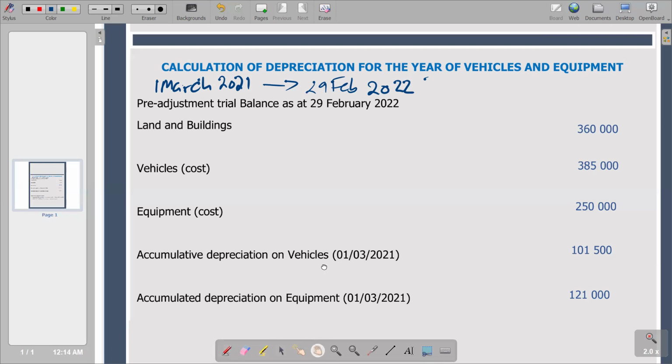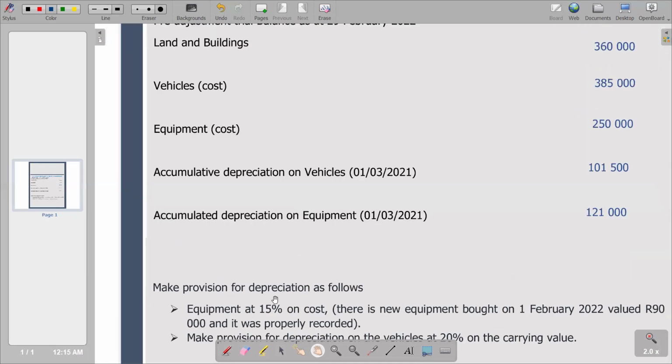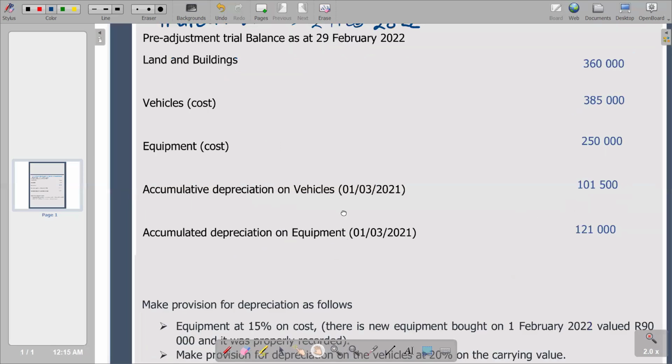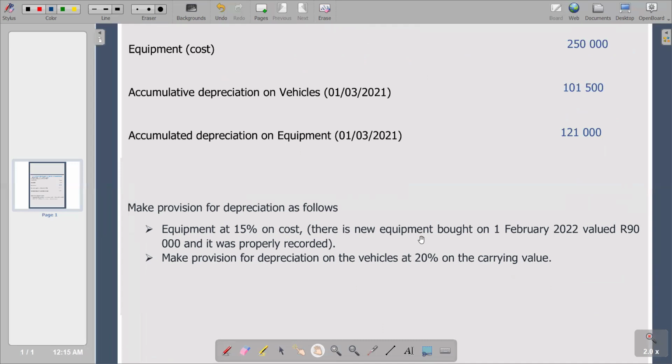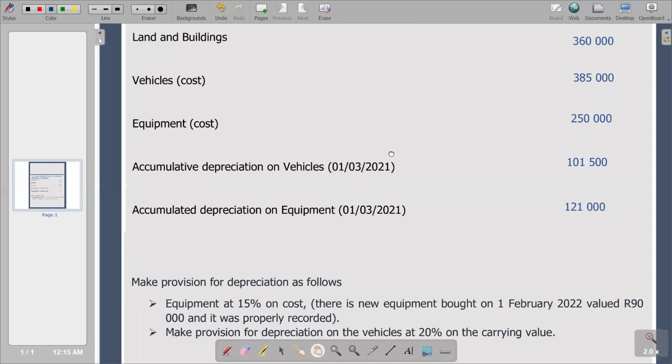Then we go to the additional information that is given now. Make provision for depreciation as follows. First point: equipment at 15% of cost. In brackets, there is new equipment bought on 1 February 2022, valued at 90,000 rands, and it was properly recorded. What does properly recorded mean? It means the balance of equipment that we have here of 250,000 was the balance after adjustment for the 90,000 rands of the new equipment. So the 90,000 is inside the cost for equipment, which is 250,000. We can just take note of that.